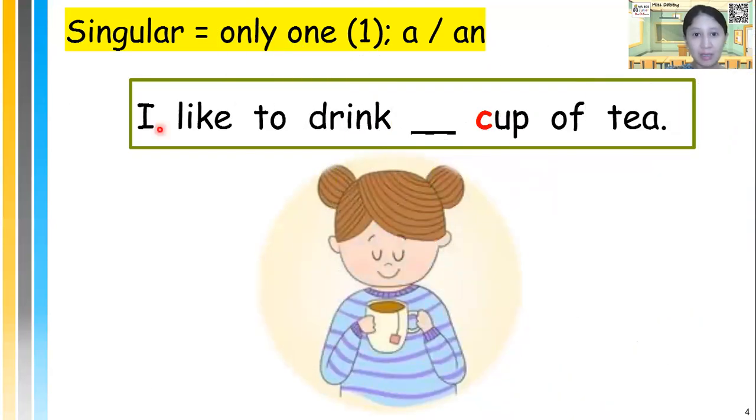Now it's your turn. Let's try. I like to drink a or an cup of tea. Look at this. Cup. The noun begins with letter C, which is a consonant. So we use a. That's right. I like to drink a cup of tea. Good job. Next.